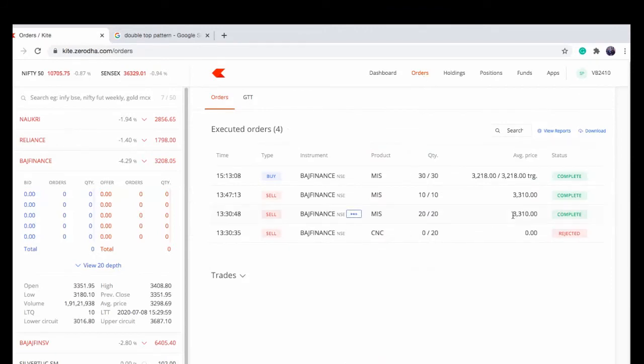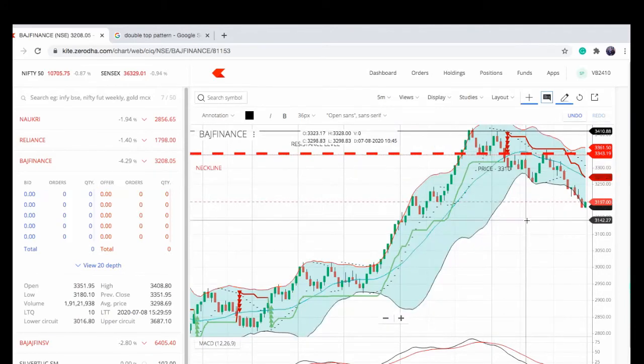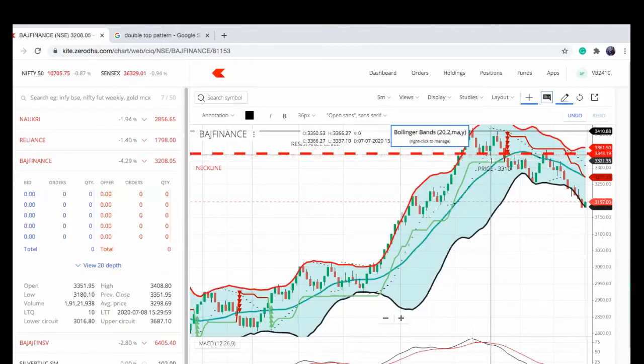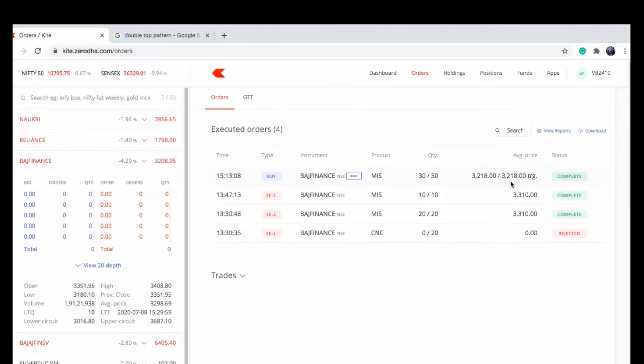We executed the order at around 3,310 on the chart. First identify the pattern, which was a double top pattern. See the neckline. Initiated this trade at around 3,310, and then we executed the exit at around 3,218 at around 3:13 p.m.